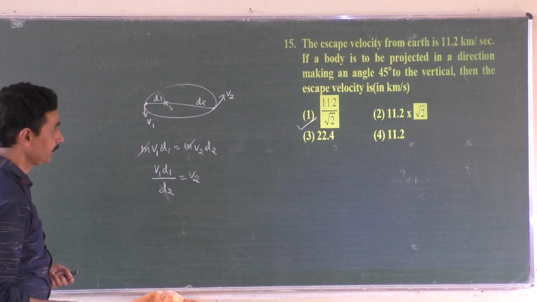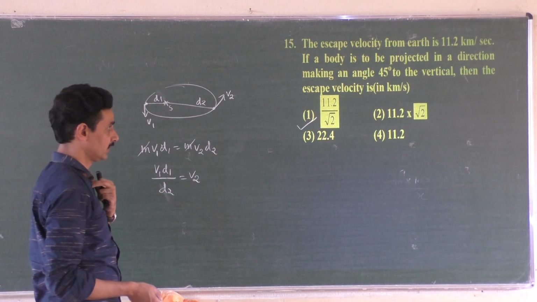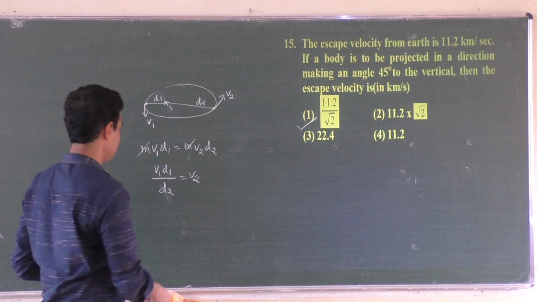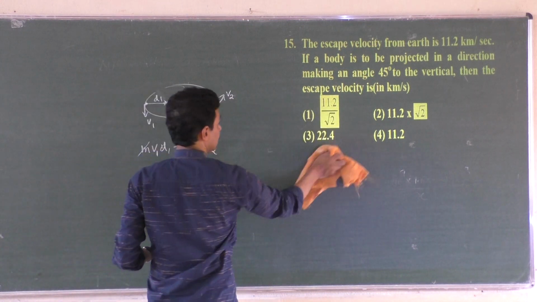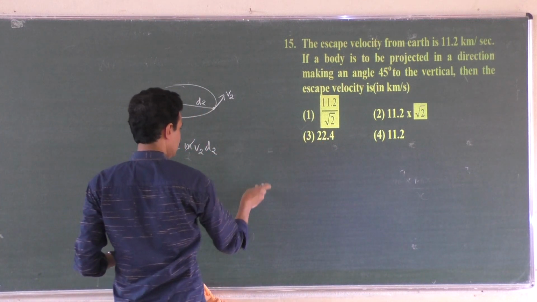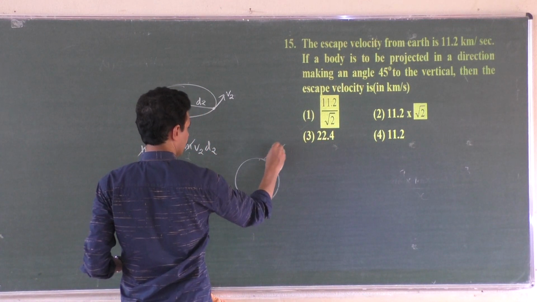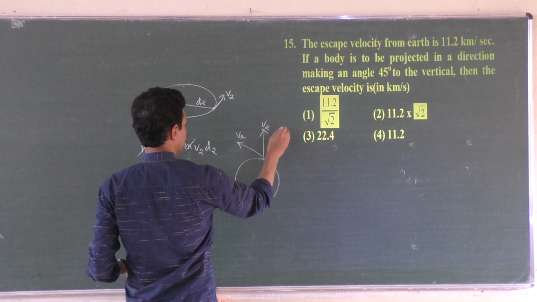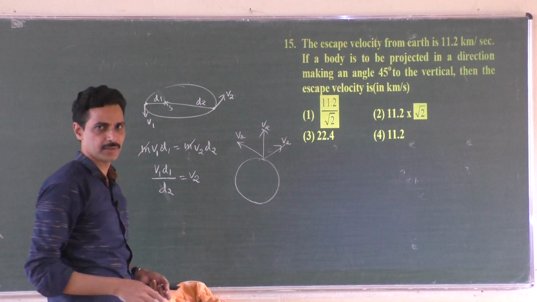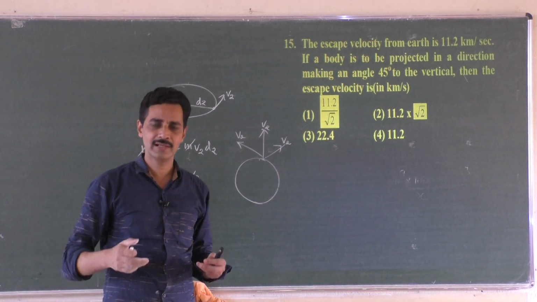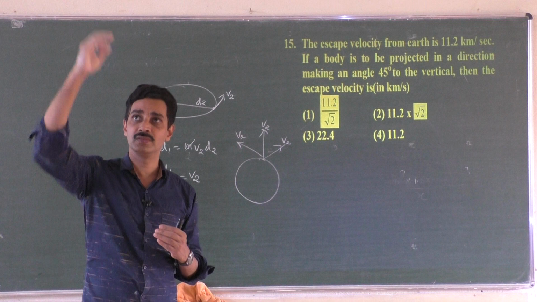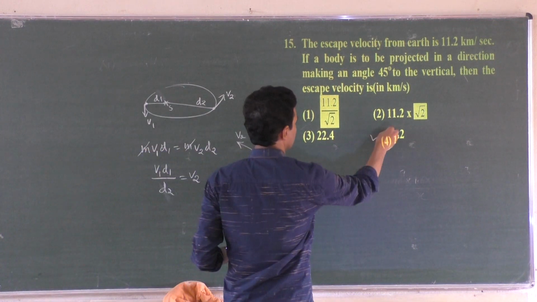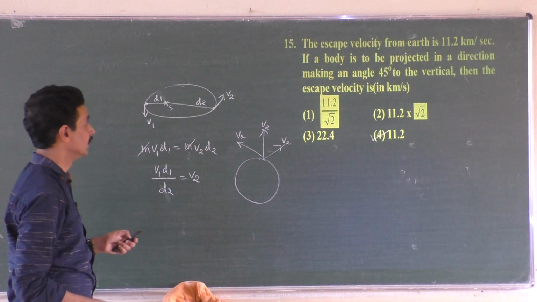15. The escape velocity from the earth is 11.2 kilometers per second. If a body is to be projected in a direction making an angle of 45 degrees to the vertical, then what is the escape velocity? Escape velocity doesn't depend on the direction in which you are throwing, whether like this or like this or like this. It is the same everywhere, because it comes from the law of conservation of energy: work done in taking a body from that position to that position is irrespective of the path. So it is 11.2 kilometers per second only, no change.